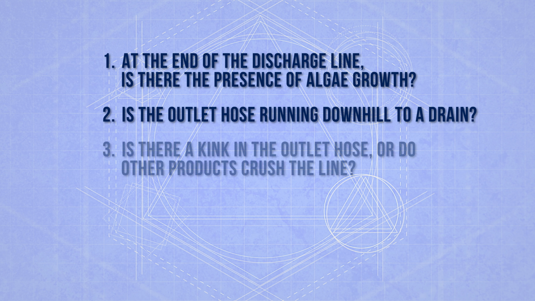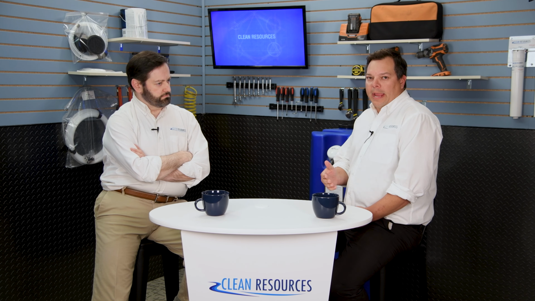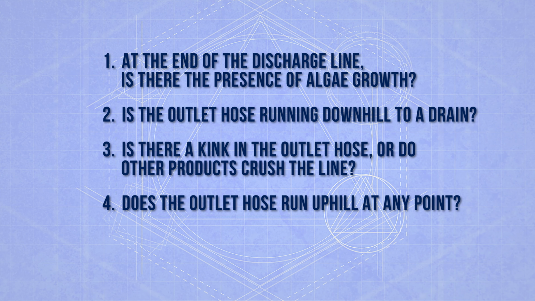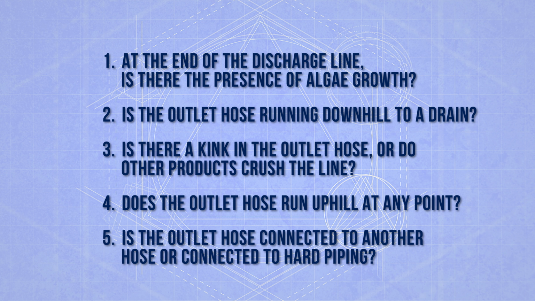The third thing, just make sure that drain is connected, running with no kinks. The fourth thing I would also check is that you have no uphill run in the line that would restrict the flow, because it is only gravity flow handling that portion. And the last thing I would check is, is that hose connected to another line or any hard piping?